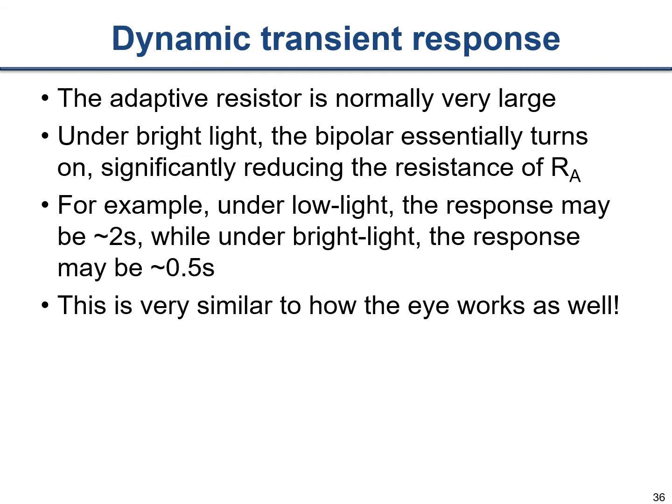So as I said, that adaptive resistor, this MOS bipolar pseudoresistor, is usually a very large resistance. And under very bright light, the bipolar resistor essentially turns on, which actually significantly reduces the resistance of RA. Okay. So under low light conditions, the response time will be 2 seconds, whereas under bright light conditions, the response might be half a second, something like this. So you can see here how this adaptive resistor is another piece of the puzzle here that is allowing us to automatically adjust the performance of this photoreceptor in a way that largely mimics the performance of the eye.